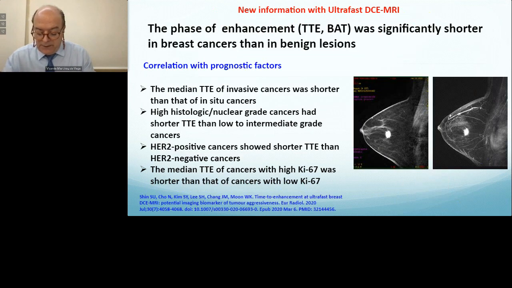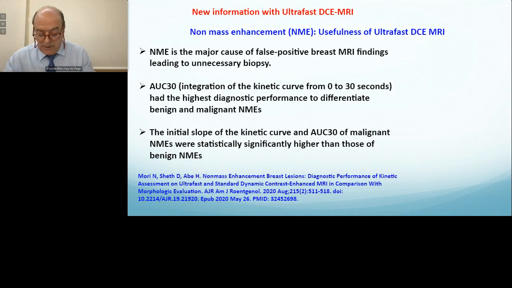The phase of enhancement was significantly shorter in breast cancer than in benign lesions, and according to this recent publication, there is a correlation with some breast cancer prognostic factors such as nuclear grade, HER2 positivity, or high Ki67. In addition, ultra-fast dynamic MRI has shown usefulness in characterizing non-mass enhancement lesions and can differentiate malignant from benign lesions. Non-mass enhancement is the major cause of false positive breast MRI findings, leading to unnecessary biopsy.